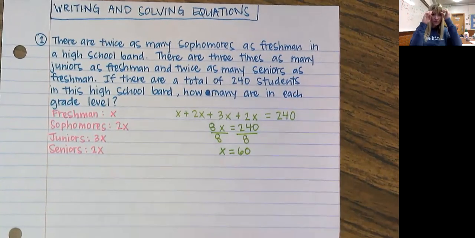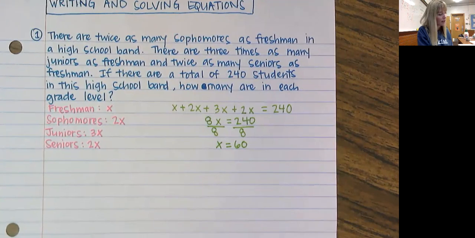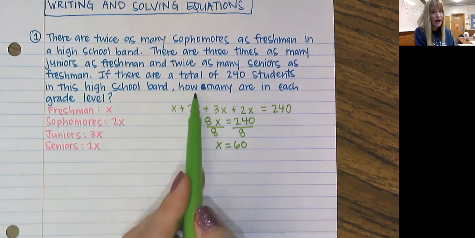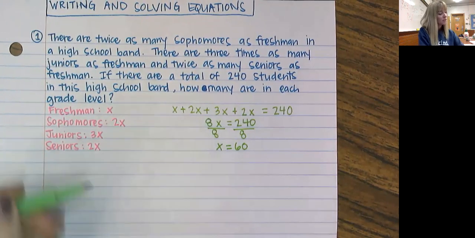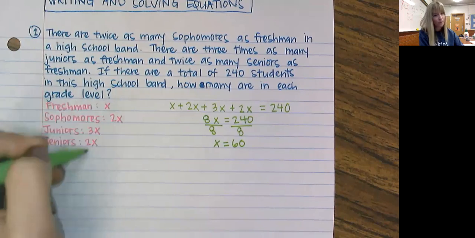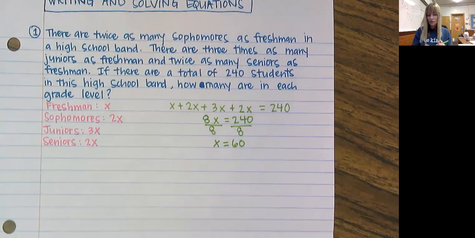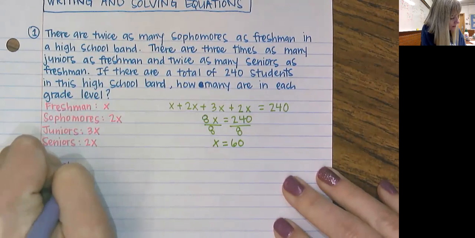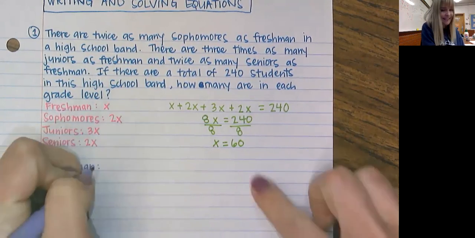Okay, that is solving the equation, but that's not finishing the entire question. It says, if there are 240 students in this high school band, here's the question, how many are in each grade level? So we wrote all these things out to get expressions, and now we use those to solve it. So now we need to write out all of our answers. Okay, so freshman is 60.